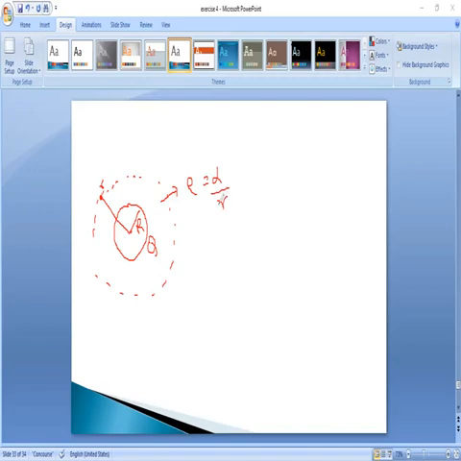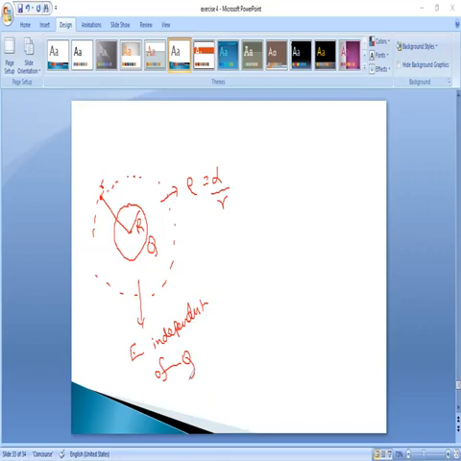And finally the electric field outside, whatever we can calculate here, that should be independent of q. For such a condition, they are asking us to calculate what is the value of charge q.